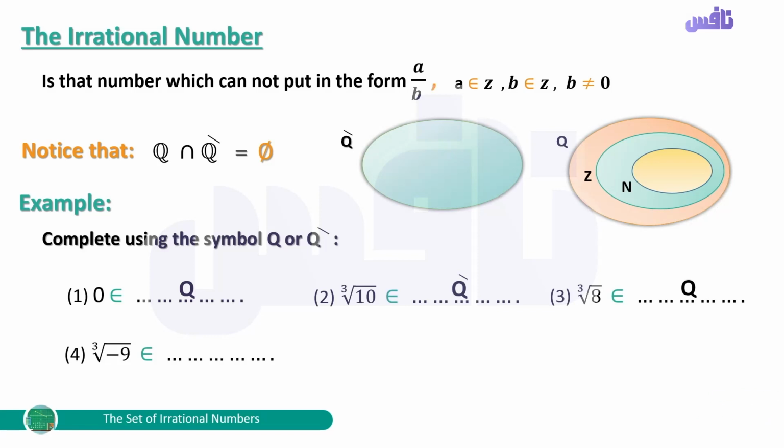Number 4, cubic root -9. We have cubic root on the number. As we said, by using calculator, we will find that cubic root -9 will give you long decimal, and you cannot change it into fraction. So this number belongs to Q dash. Number 5, pi. I told you before, any number has pi belongs to Q dash.